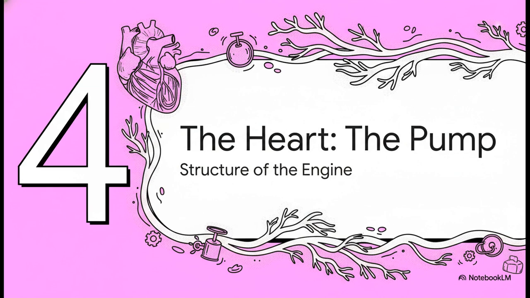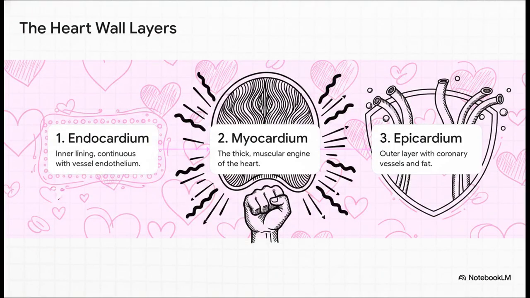I mean, this is the most specialized, powerful muscular pump you can imagine, and its wall has a completely unique histological structure all its own. Just like the blood vessels, the heart wall has three layers. On the inside, you've got the endocardium, which is actually continuous with the tunica intima of the big vessels. On the outside is the epicardium, and that's where you'll find those critical coronary arteries. But the absolute star of the show, the main event, is the myocardium.